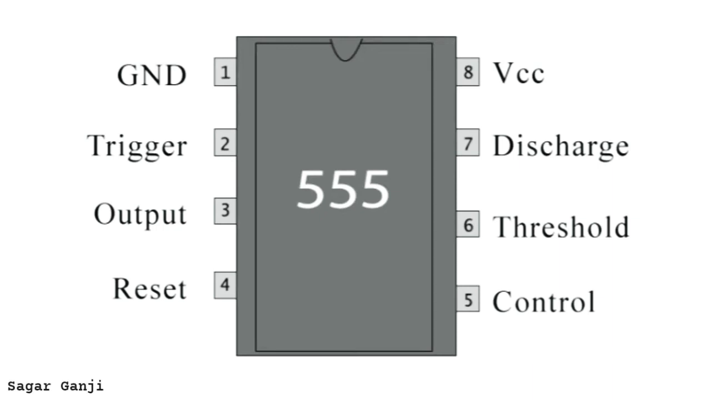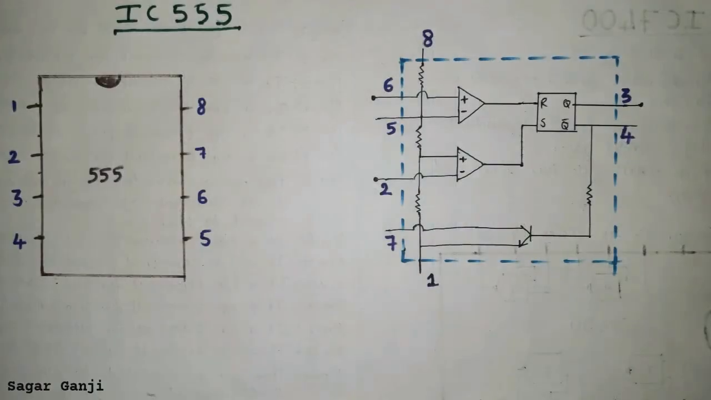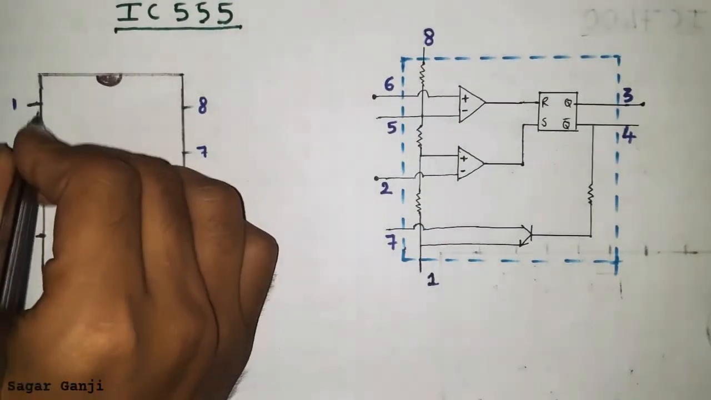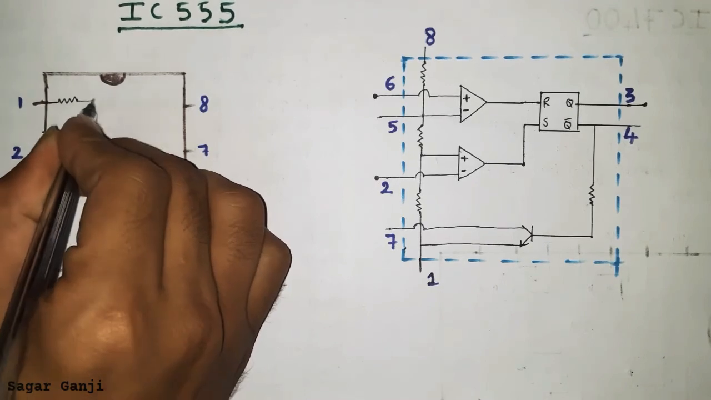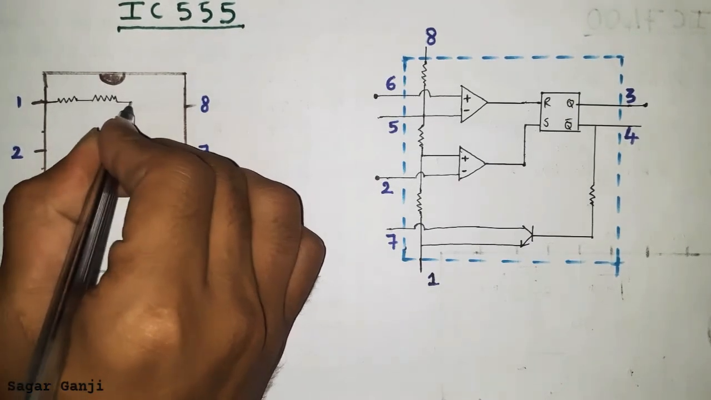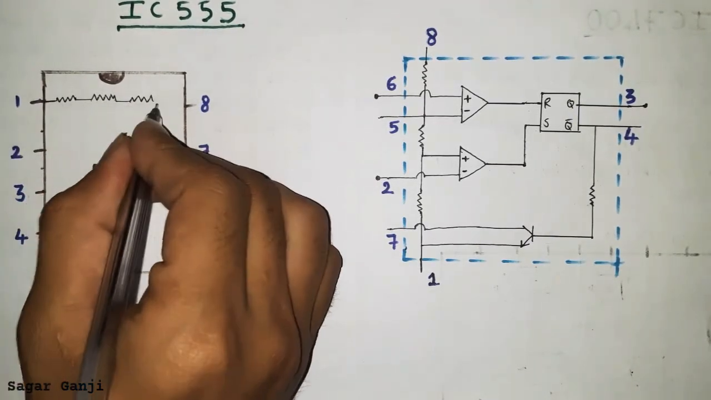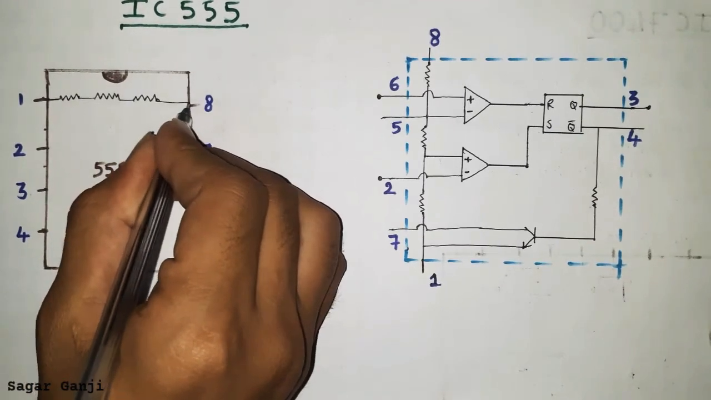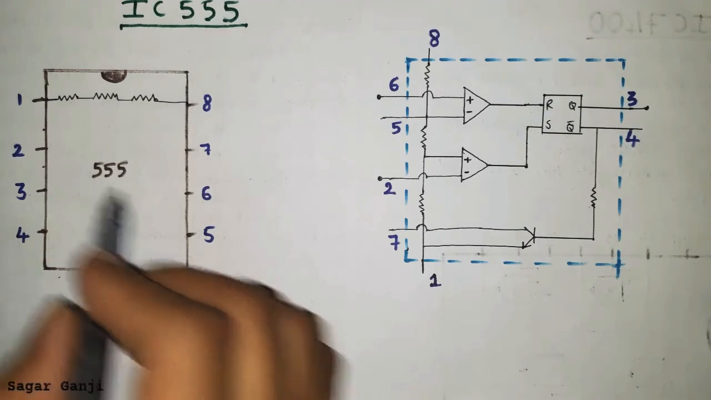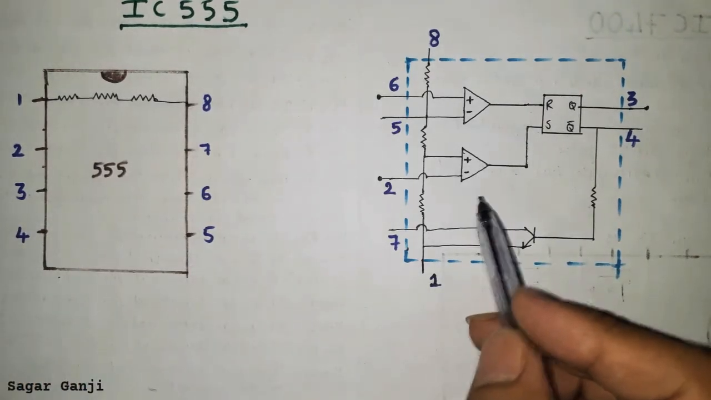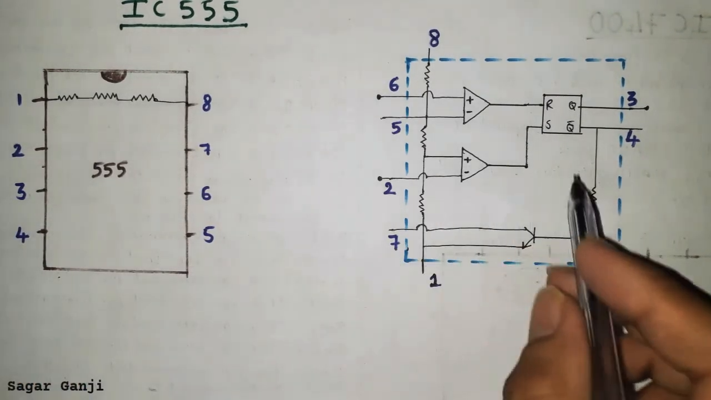Today we are going to learn about IC555 pin configuration and block diagram. It is called IC555 because it contains three 5K resistors in series from pin 1 to pin 8, and thereafter some internal connections are there with comparator and flip-flop, which I have shown in this diagram. To make it simple, I have rearranged the pins.